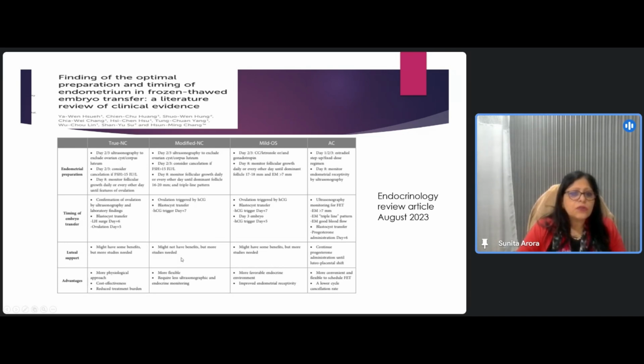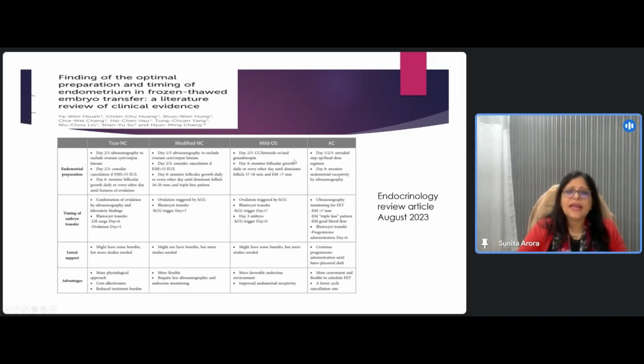Then luteal support might not have any benefit, because we have a corpus luteum here in both true natural cycle and modified natural cycle, which is naturally going to support the pregnancy. What is the advantage of modified natural cycle? It is more flexible and requires less ultrasonography and endocrine monitoring.